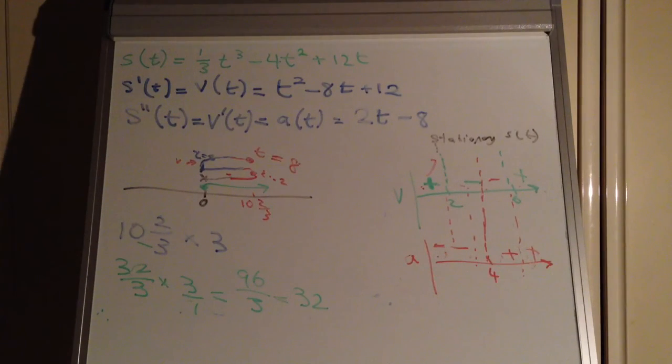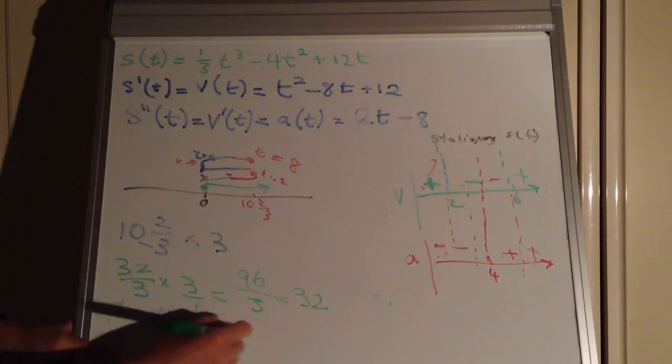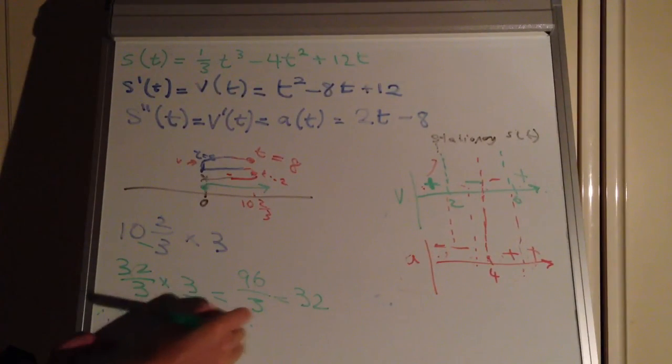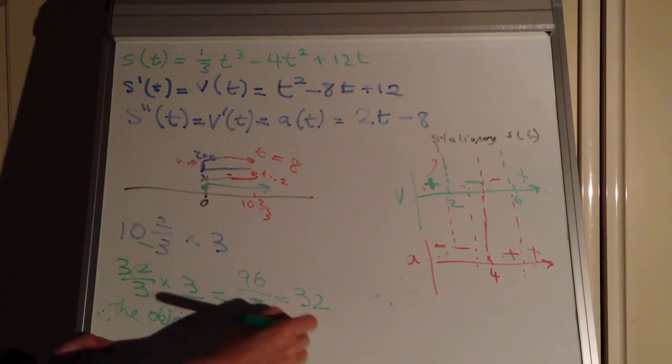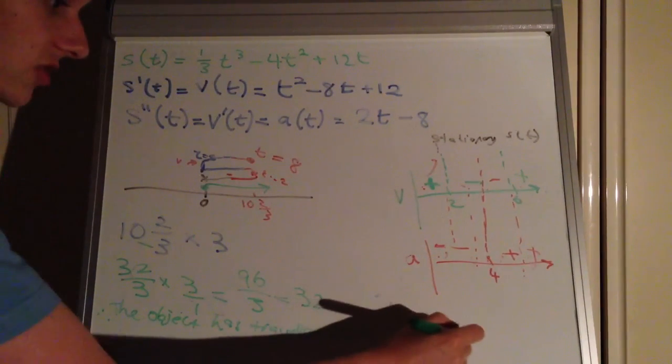Again, similar sort of thing here, but it means that therefore the object, and again, we had meters per second before, so we know that this is in meters, the object has travelled 32 meters in 8 seconds. Something like that, just a statement.